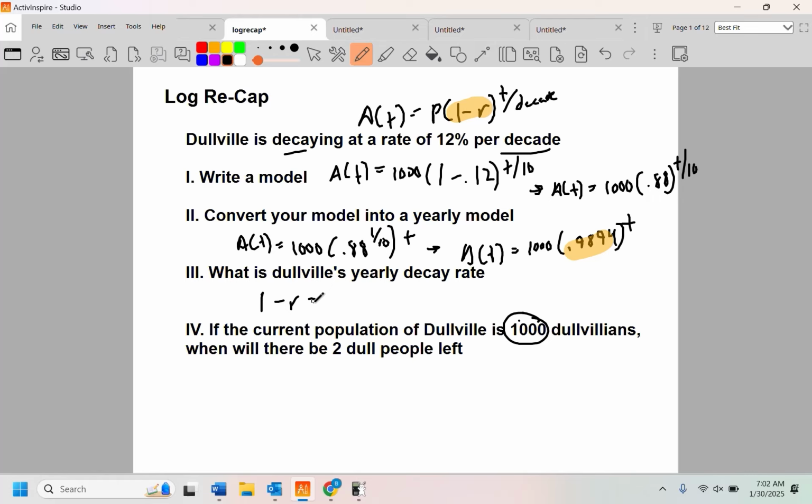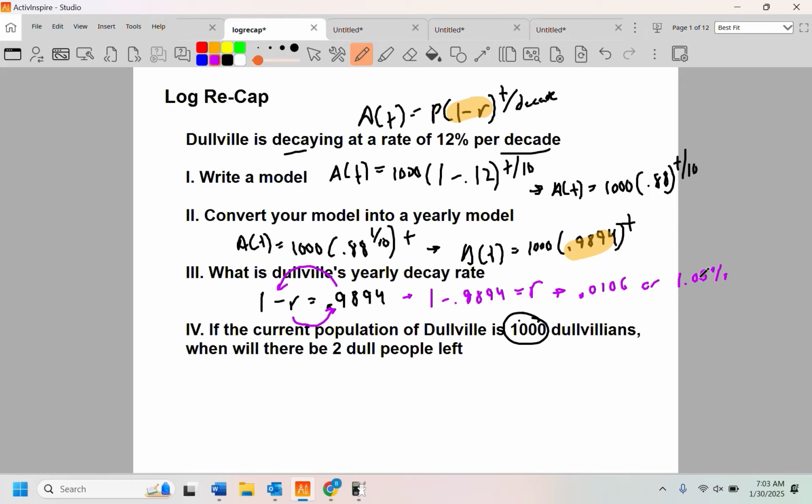So 1 minus r must equal 0.9894 or vice versa. And then we just do a little bit of shifting. Shift the r over. Shift that guy over there. 1 minus 0.9894 is equal to r. We do the subtraction, if we're going to be pushing buttons or whatever. If you do the subtraction, the calculator is going to tell you 0.0106. Took me a minute there. I'm tired. 0.0106, or 1.06% per year, or per annum.